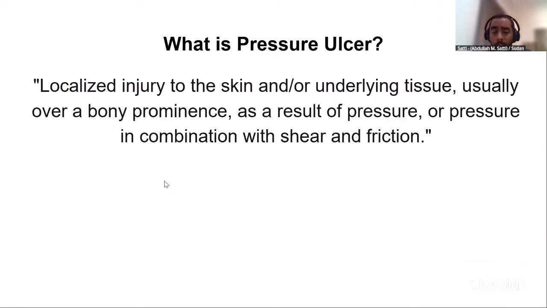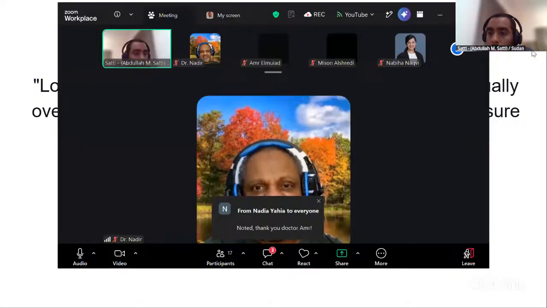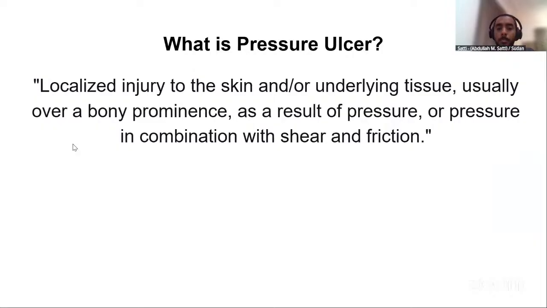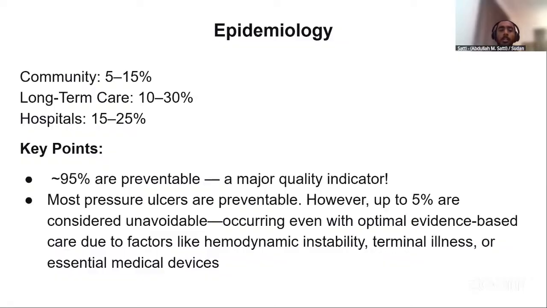So what is a pressure ulcer, or PU? A pressure ulcer is a localized injury to the skin. So it's mainly a skin problem. A localized injury to the skin or the underlying tissue. It usually occurs over a bony prominence as a result of pressure, or pressure in combination with shear forces and friction. I will explain this in a moment. But first, let's look at the epidemiology.